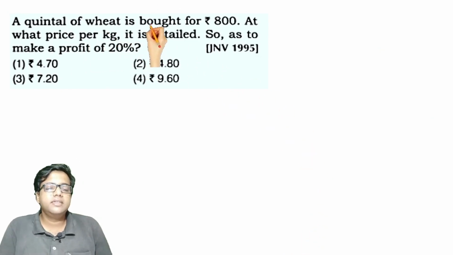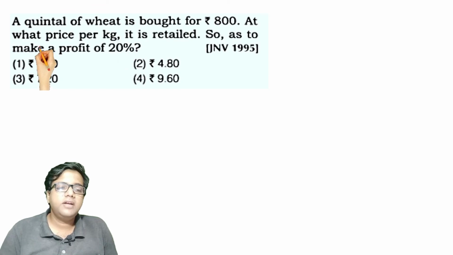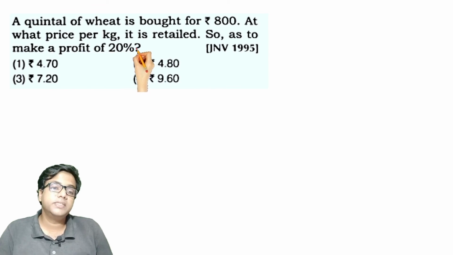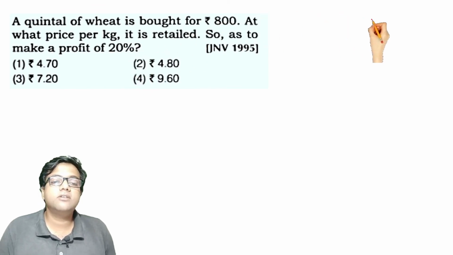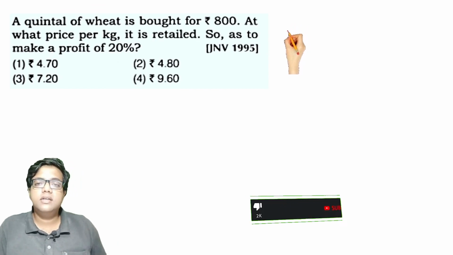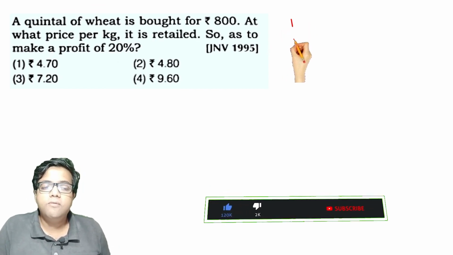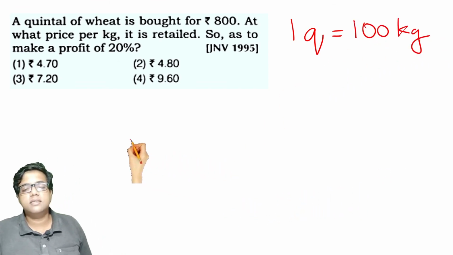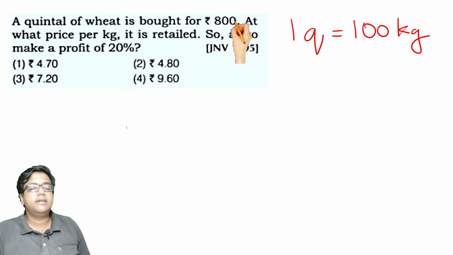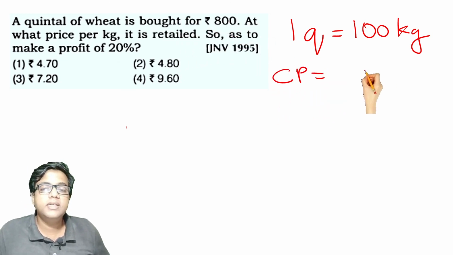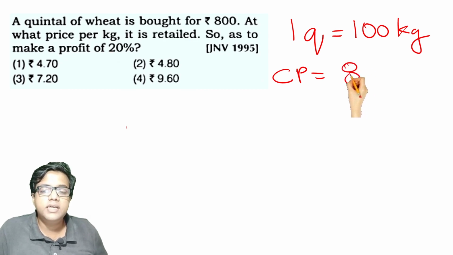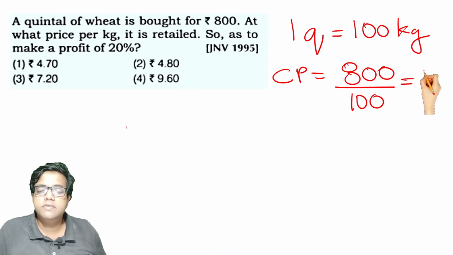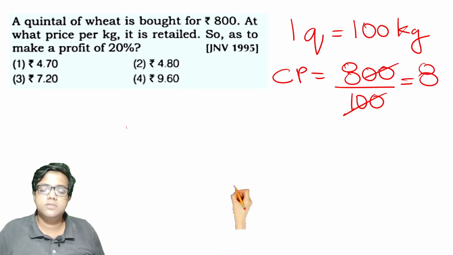A quintal of wheat is bought for 800 rupees. At what price per kg it is retailed so as to make a profit of 20%? How many kgs are there in a quintal? 1 quintal is equal to 100 kgs. So a quintal of wheat is bought for 800 rupees. So what is the cost price for 1 kg? Cost price for 1 kg will be 800 divided by 100, which will give you 8 rupees.